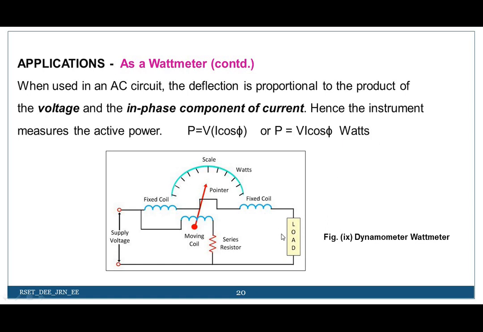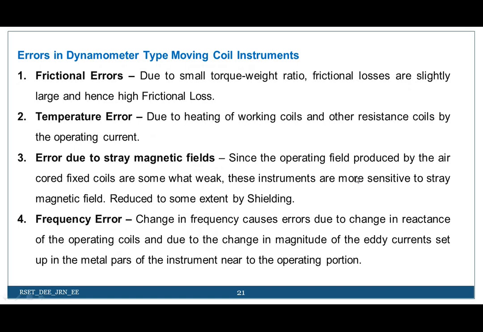And this is the arrangement. Fixed coil connected in series with the load, and the moving coil or the pressure coil connected across the supply voltage with the help of a series resistor of high resistance value. You can see the pointer attached to the moving coil. You can see the non-linear scale, and it will be expressed in watts. So this is the arrangement.